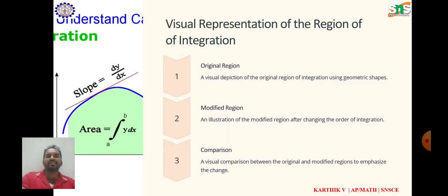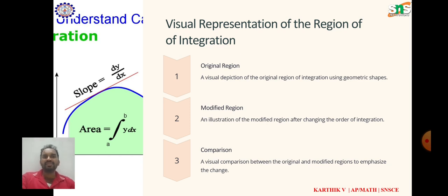Visual representation of the region of integration. Visualizing a region of integration is crucial for understanding the necessity of changing the order of integration. Let us consider a double integral as an example, for example, f of x comma y over the region R in the xy plane. Suppose R is defined by the inequalities a less than or equal to x less than or equal to b and g1 of x less than or equal to y less than or equal to g2 of x, where g1 of x and g2 of x are functions of x.